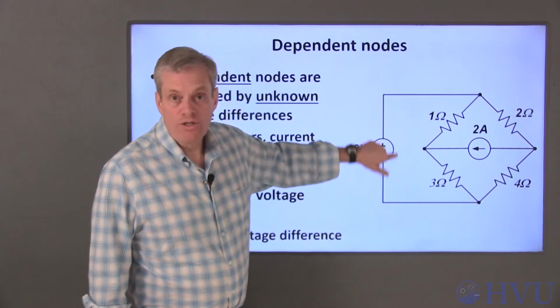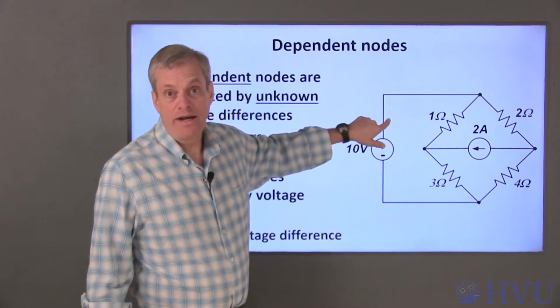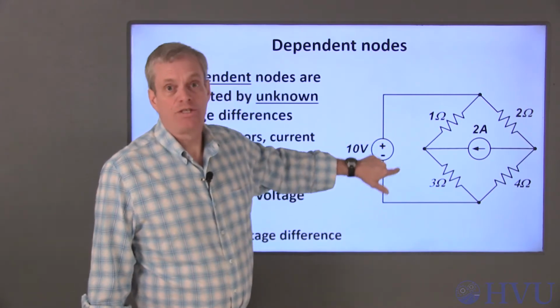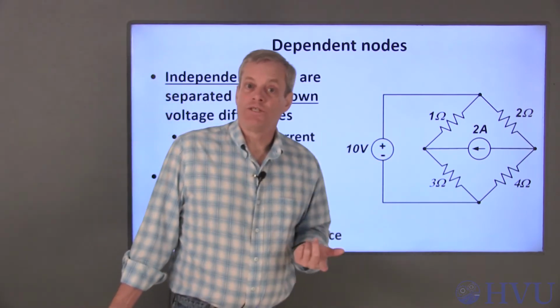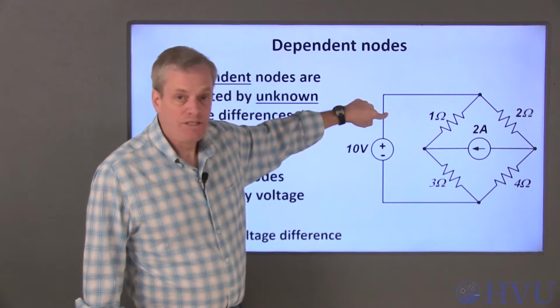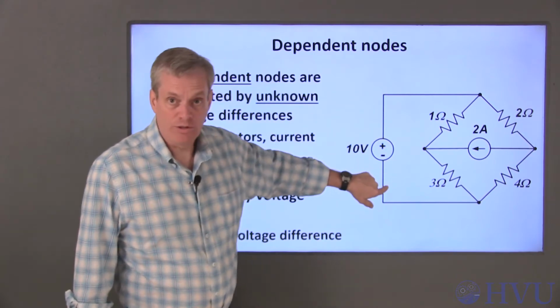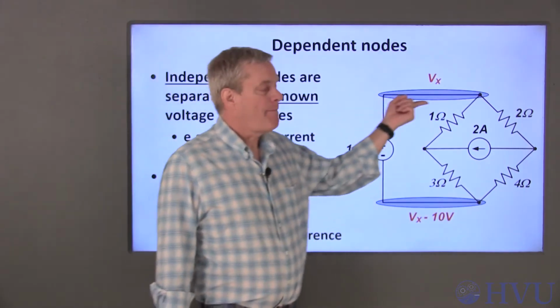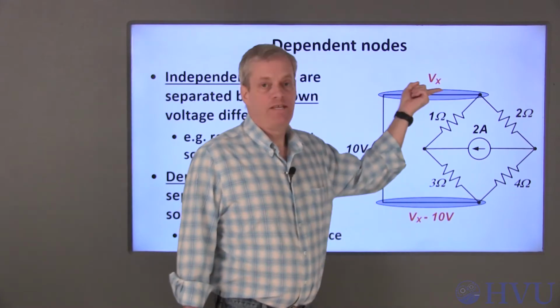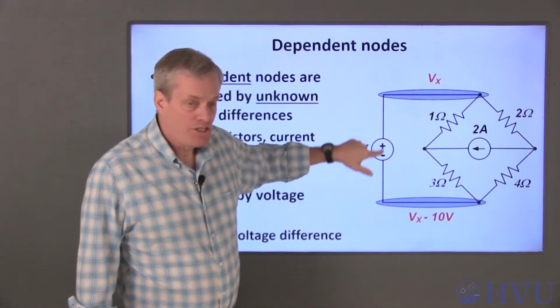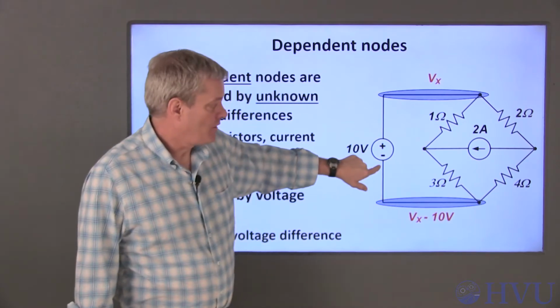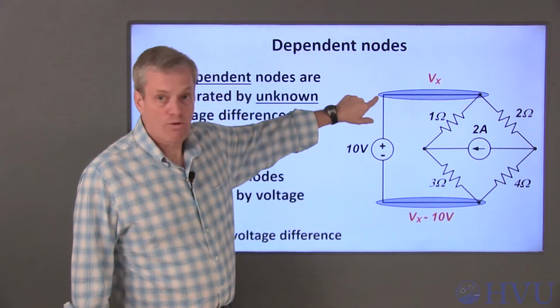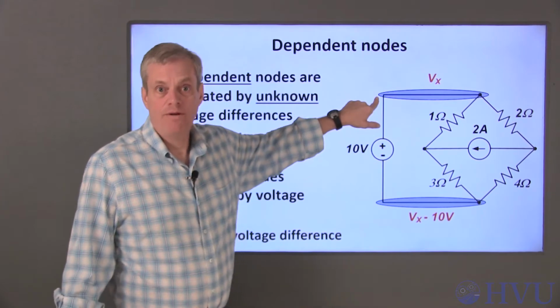We know that the nodes on either side of the voltage source are not independent. If you know one of the voltages, you automatically know the voltage on the other side of the source. The voltage source tells us that this voltage is 10 volts higher than this voltage. If we choose this upper node as an unknown, say V sub x, then we know that the voltage down here is V sub x minus 10 volts. The voltage at the lower terminal is 10 volts lower than the voltage at the upper terminal.